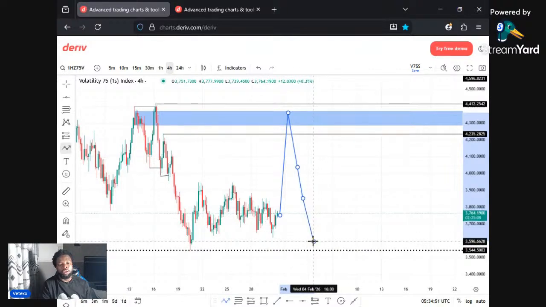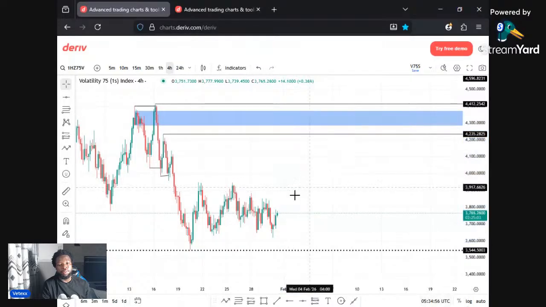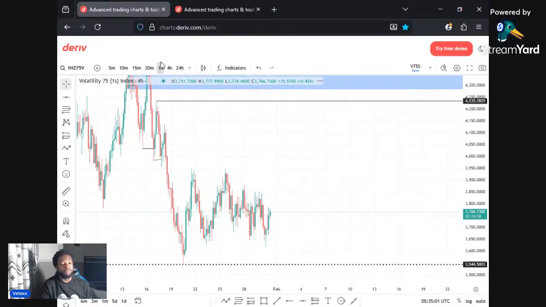But now this is the 4-hour time frame. We are not going to be executing when price taps here until it gives us a continuation. Now let's go to the 1-hour time frame, if we can spot anything else on the 1-hour time frame.